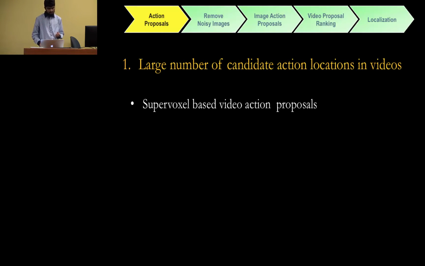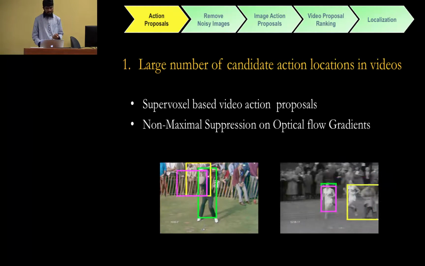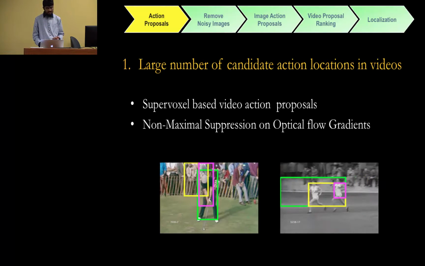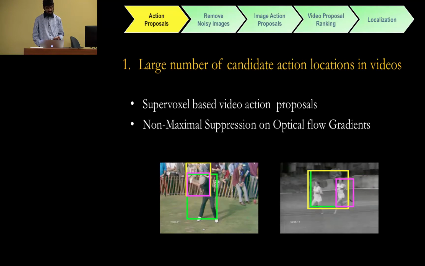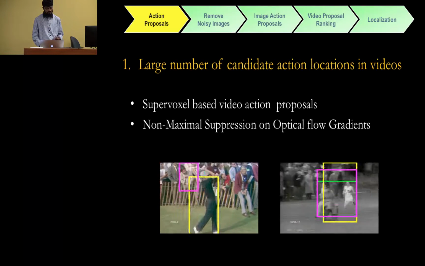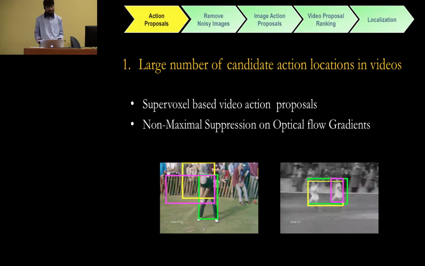So what we did is that we use non-maximal suppression over the optical flow to remove some of the noisy and the background or camera generated action proposals. So here I'm showing you a couple of the action proposals. The colors are chosen randomly, and the three boxes here are showing us the three spatial temporal locations in the video which can contain an action.